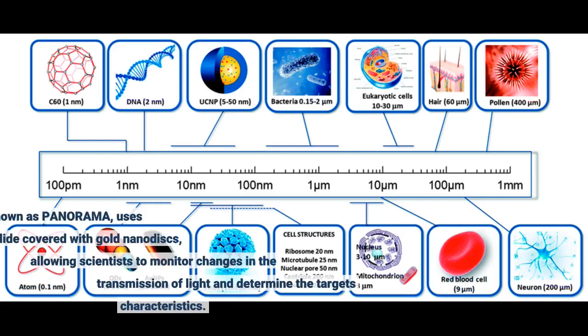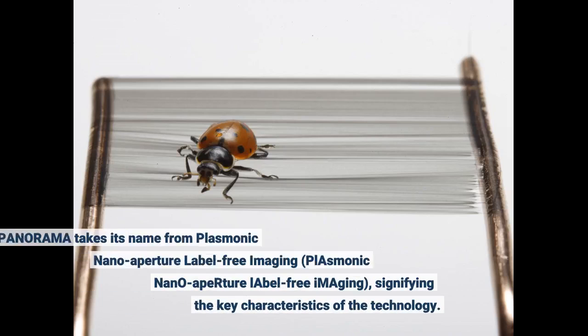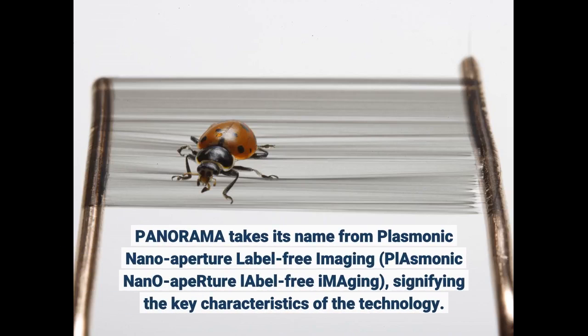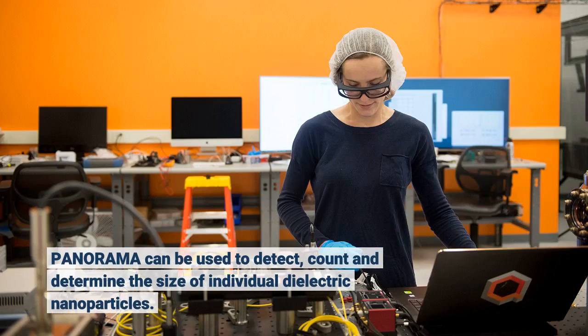The technology, known as PANORAMA, uses a glass slide covered with gold nanodiscs, allowing scientists to monitor changes in the transmission of light and determine the target's characteristics. PANORAMA takes its name from PlAsmonic NanO-apeRture label-free imaging, signifying the key characteristics of the technology. PANORAMA can be used to detect, count and determine the size of individual dielectric nanoparticles.